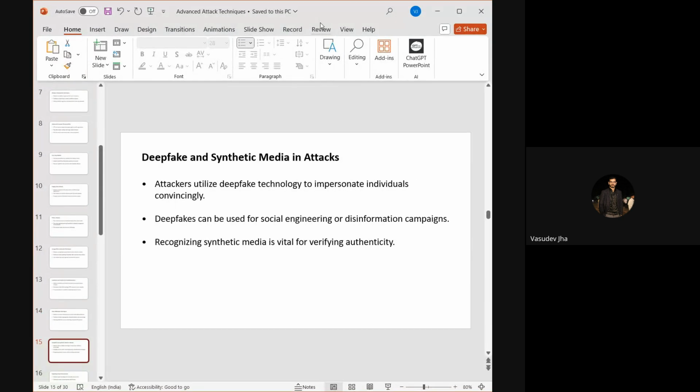Then we have deepfake and synthetic media in attacks. Nowadays, this is in trend. Attackers utilize deepfake technology to impersonate individuals. Okay, so now all of you know what is deepfake.